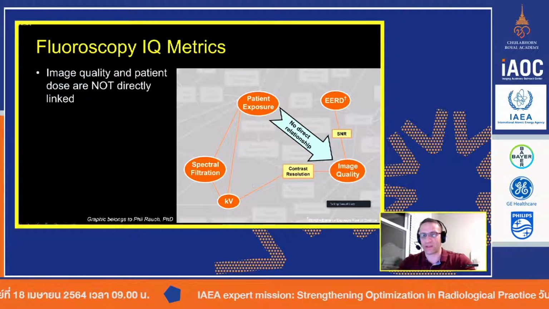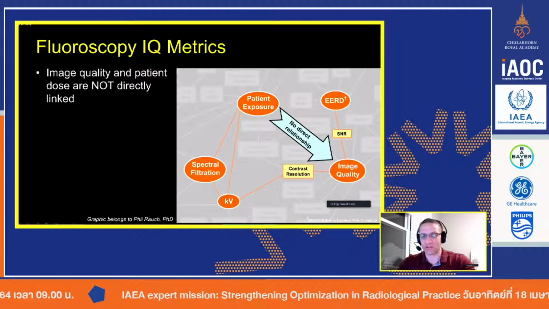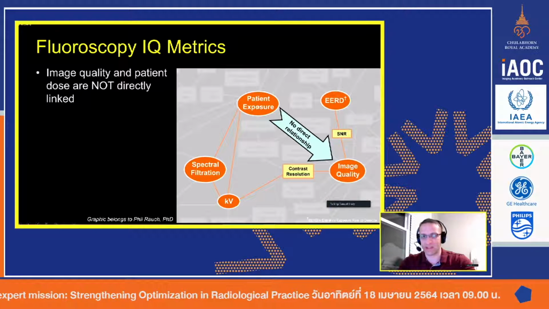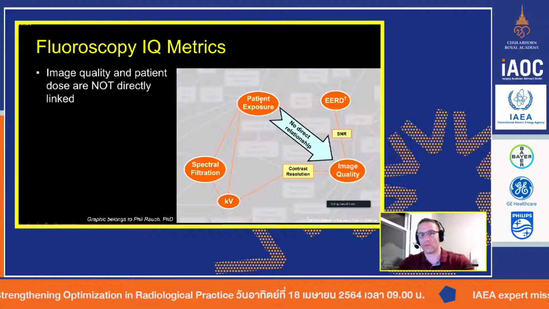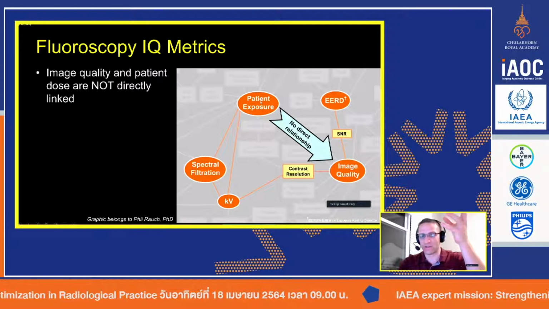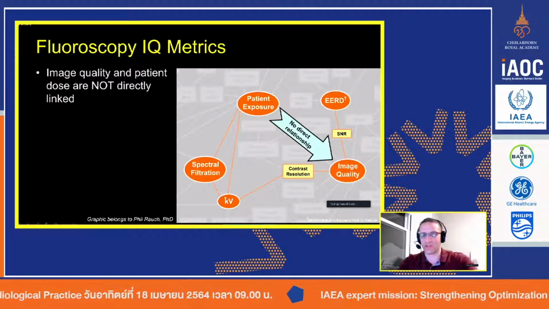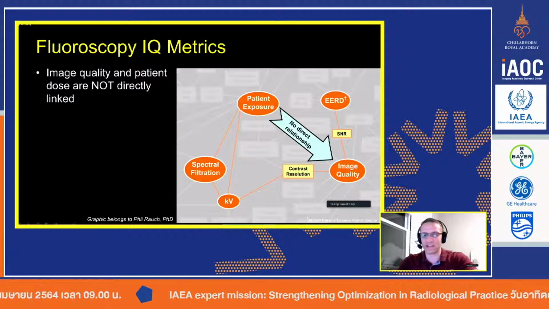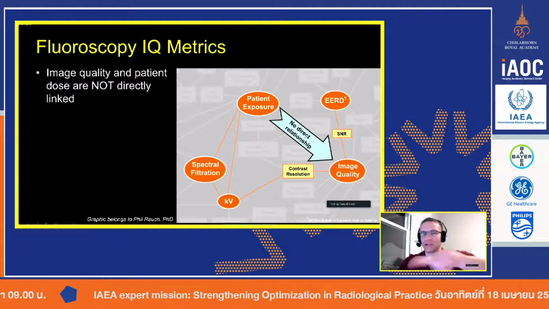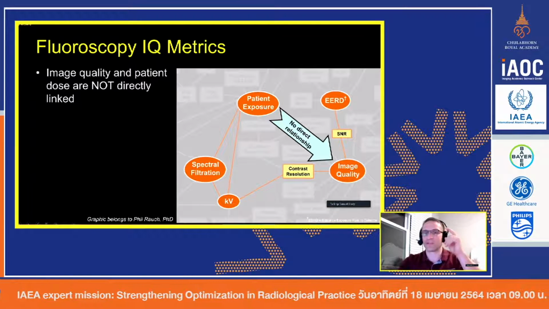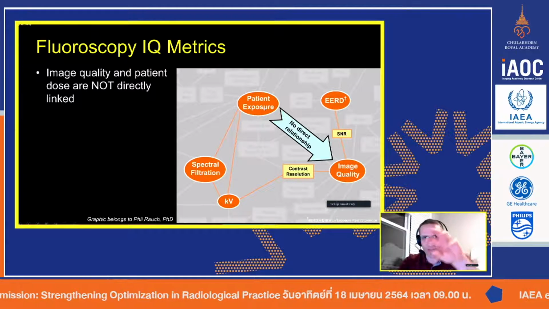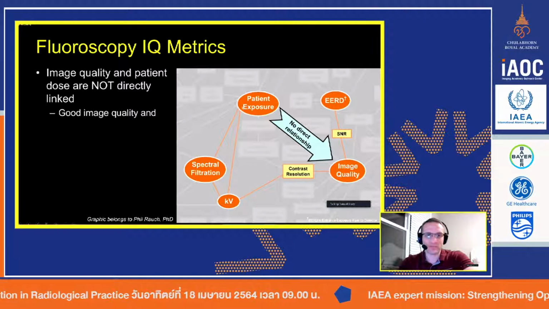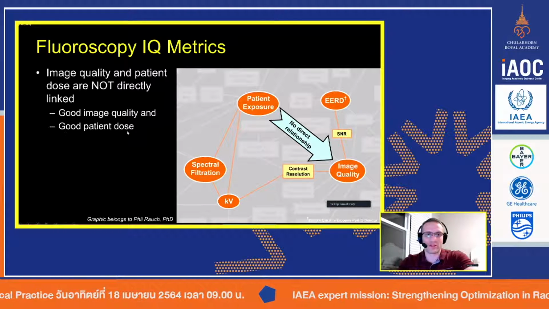The other thing that affects image quality is KV, as we mentioned, the contrast resolution. Well, that KV is affected by the patient size. And the system will then adjust the amount of photons it needs, the radiation output, so that the KV will be accurate, so the contrast will be proper, so you get the right image quality. So there is an indirect link. Everything is indirectly linked from image quality to dose. But there is no direct link because, like I said, there's no KV knob that we can turn. There's no MA knob that we can turn in fluoroscopy. So good image quality and good patient dose are not directly linked.